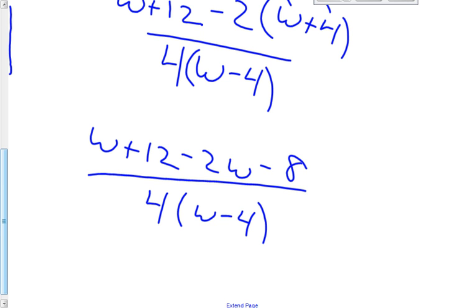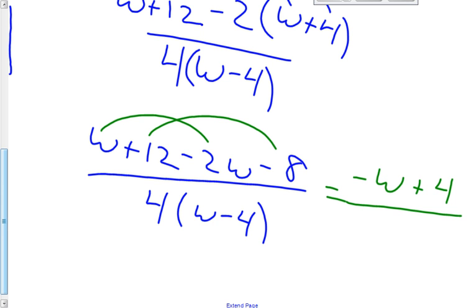So now let's combine like terms in the numerator. Let's clean things up. 1w minus 2w is a negative w. 12 minus 8 is a positive 4. Divided by 4 times the quantity w minus 4.